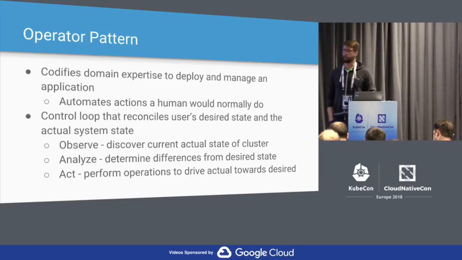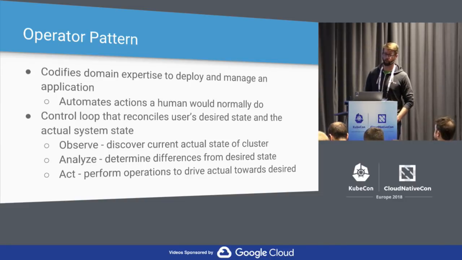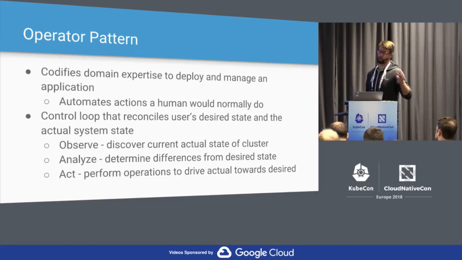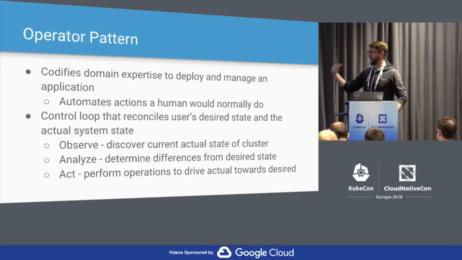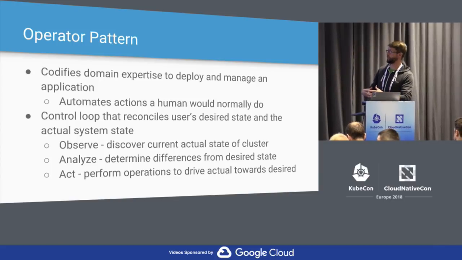And the way it does that is by running a control loop, just like any of the other Kubernetes controllers, the node controller, pod controller, admission controller, all those things. They basically run in a loop that does three things. It first observes the state of the cluster right now as it is, and then it analyzes to determine what differences there are between the cluster now and where we want to be based on the user's desired state. And then it performs operations with the Kubernetes API to manipulate the cluster and to make sure that it ends up being what the user wants.